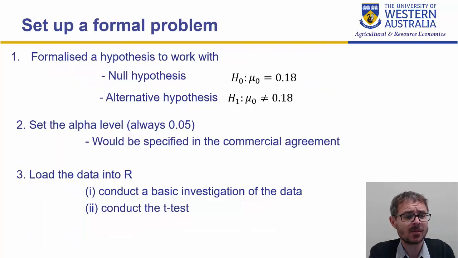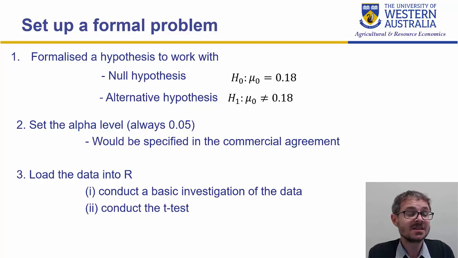Okay, so how are we going to set up our problem? This is our job. We need to understand how to maximize profit from this coal mine. We formalize the problem. We have a null hypothesis, which is that the mean of the coal we deliver has an ash content of 18%, or 0.18, and the alternative is just not equal to 0.18. We're going to have this decision rule threshold, always going to be 0.15, and then we're going to load our data into R to conduct the investigation.